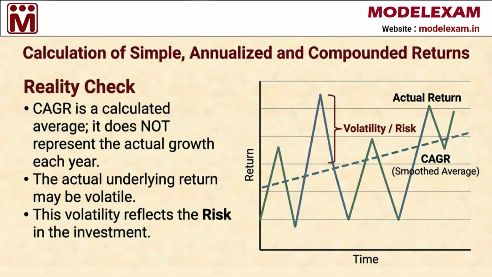Finally, we need a reality check. CAGR is just a calculated average. It does not represent the actual growth each year. Look at the graph. The straight dotted line is the CAGR showing a smooth journey, but the solid jagged line shows the actual return. The price went up and down significantly. That volatility reflects the risk in the investment, which the smooth CAGR number might hide.